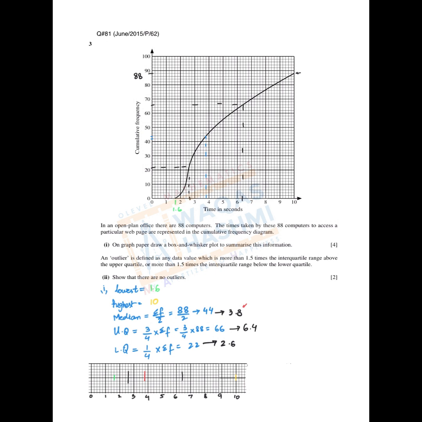Once you have all the values, make sure the length of all the values will be the same. You need to connect them with a straight line. So that is a complete figure of box and whisker, and that is your first part answer.